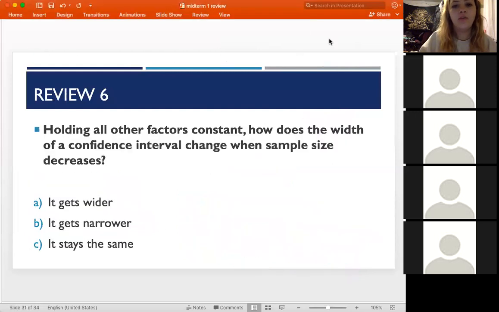All right, few more. Holding all other factors constant, how does the width of a confidence interval change when the sample size decreases? So kind of understanding the concept between changes in sample size and confidence intervals. Try this one and we'll go over it together.